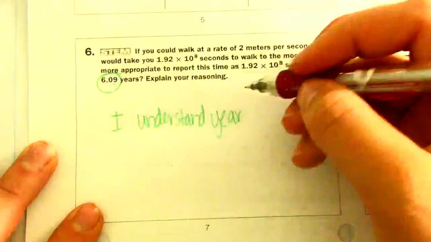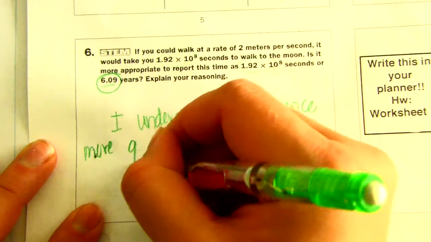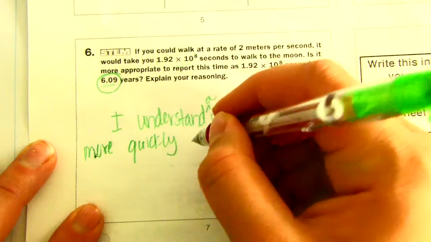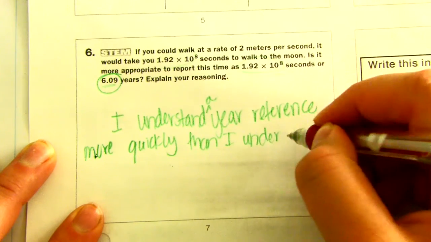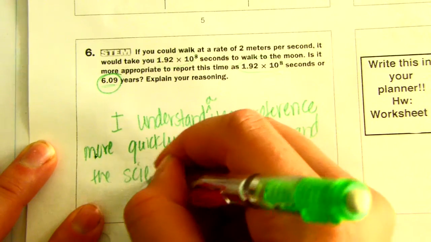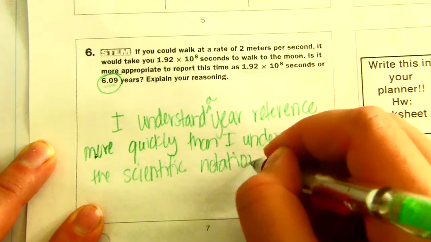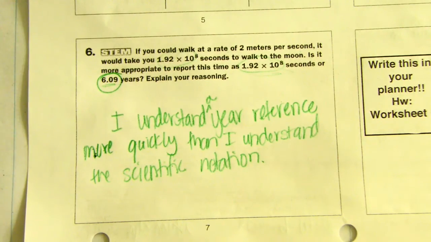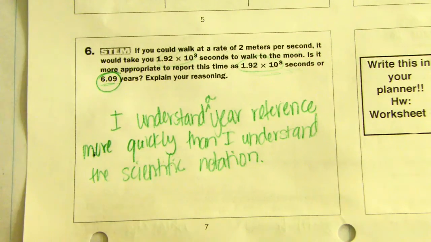I'm going to say it makes more sense to use the years because I want to understand a year reference more quickly than I understand the scientific notation. So basically they're trying to get at, while scientific notation is important, it's not always the most appropriate because we want to understand. Why would we talk about seconds when that's a lot of years too.